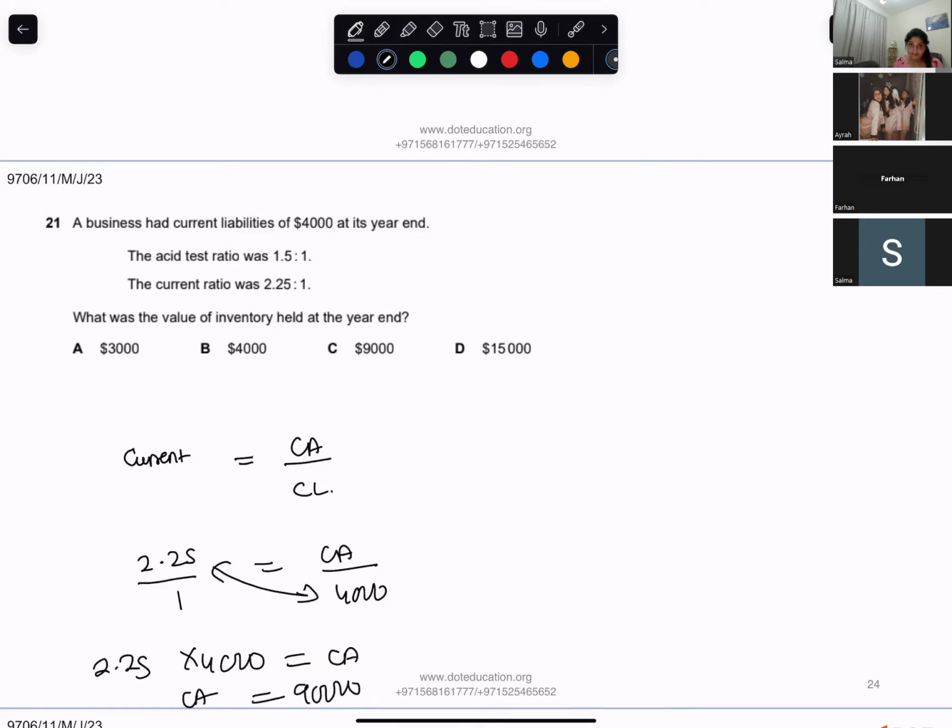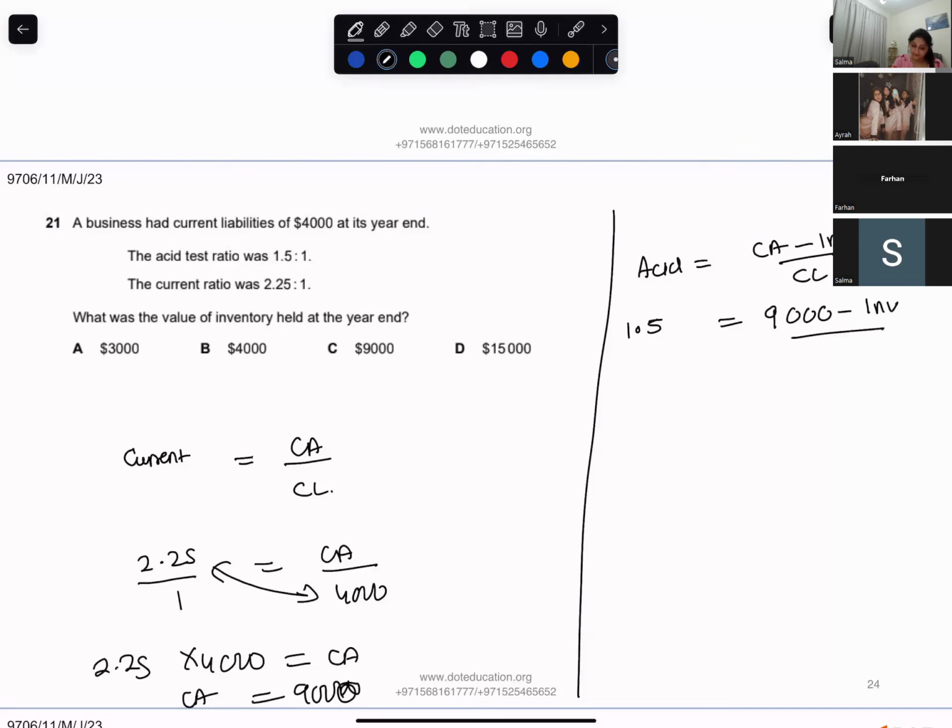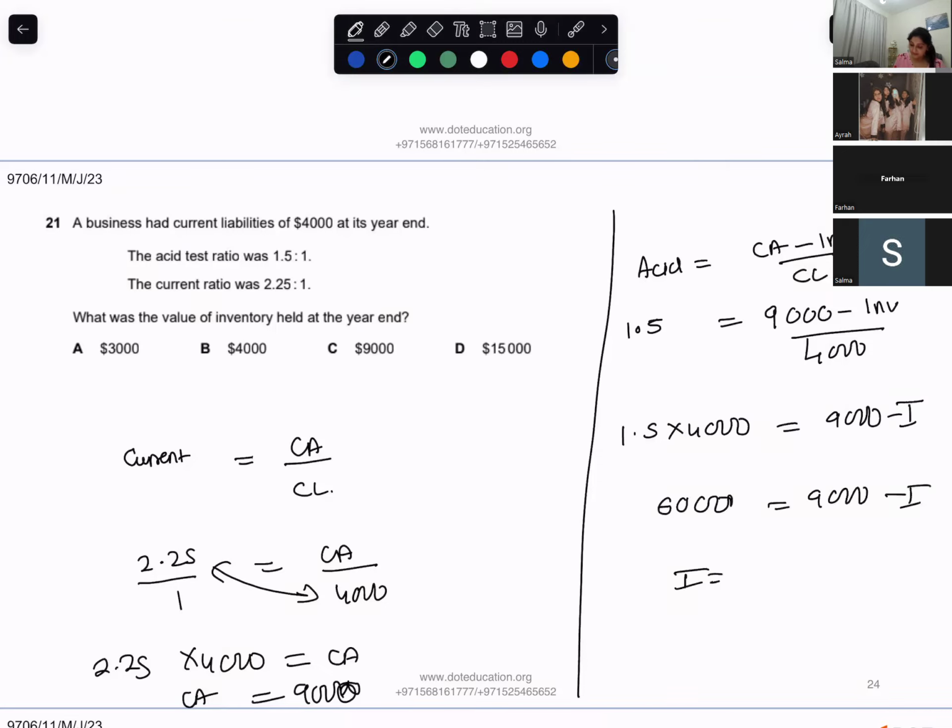Then I'll do the acid test ratio. 1.5 is equal to 9,000 minus inventory over current liabilities, so 9,000 minus inventory over 4,000. So 1.5 into 4,000 is equal to 9,000 minus inventory. So 6,000 is equal to 9,000 minus inventory. So inventory will be 9,000 minus 6,000, so it is equal to 3,000. I got A.